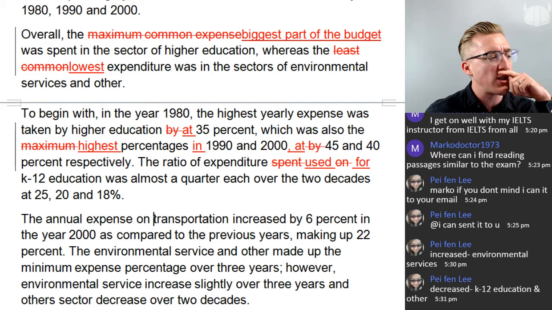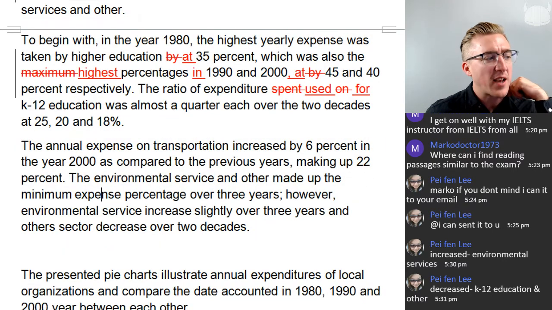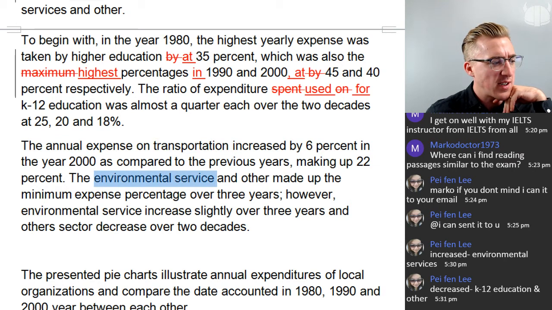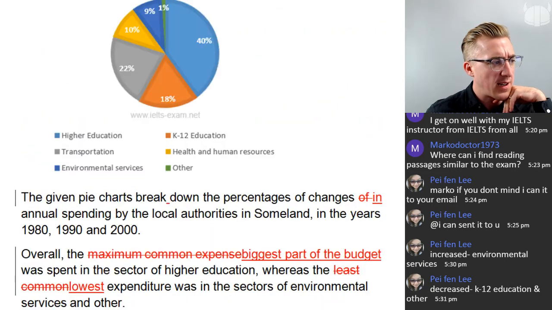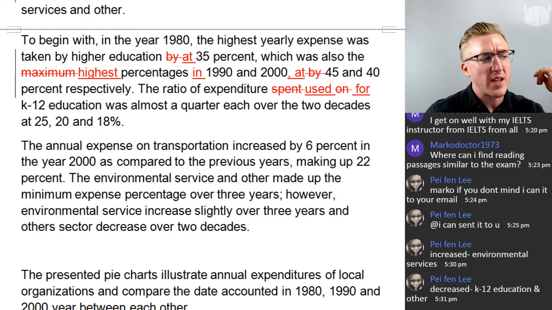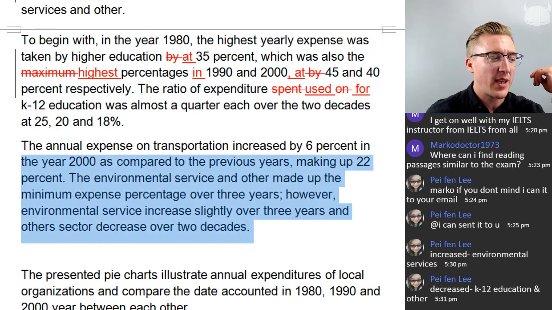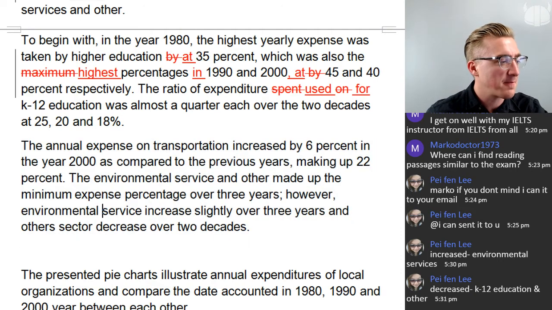Okay, so you've split this into higher education and K through 12 education in the first paragraph, and then in the second paragraph into transportation and environmental service and other sectors. Okay, does that cover all of what we had? What about health and human services? I don't really see. Yeah, so we didn't quite cover everything, and I think the reason why is that you've split this up in not maybe the best way. I think here, splitting it up by time would be better.